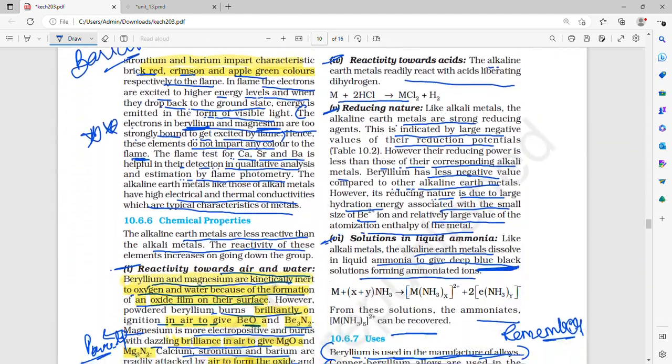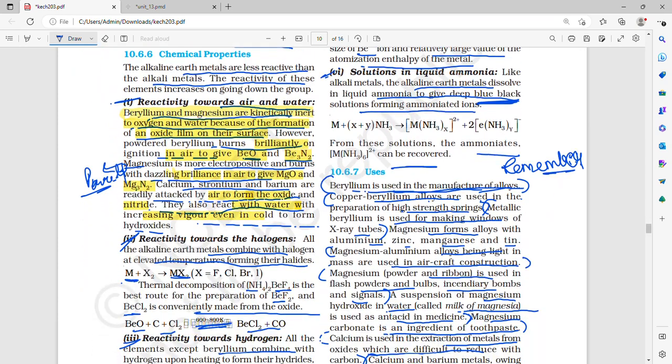Now let's come to chemical properties. The alkaline earth metals are less reactive than alkali metals, and the reactivity increases as we go down the group. For alkali metals also the reactivity used to increase as we go down the group. For alkaline earth metals also reactivity increases as we go down the group, but they are going to be less reactive than alkali metals.